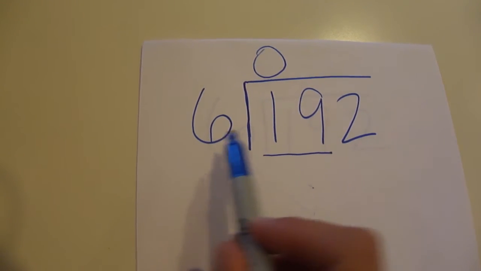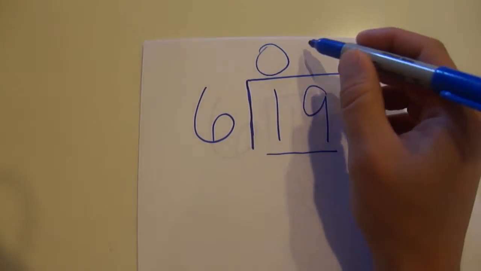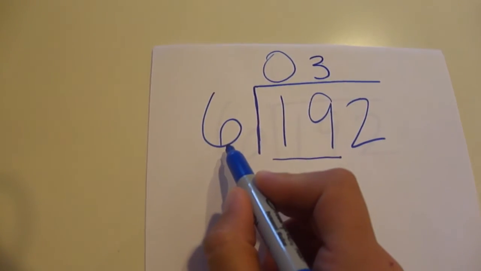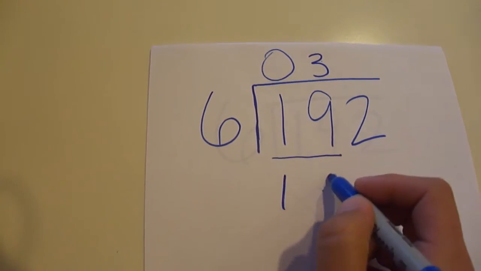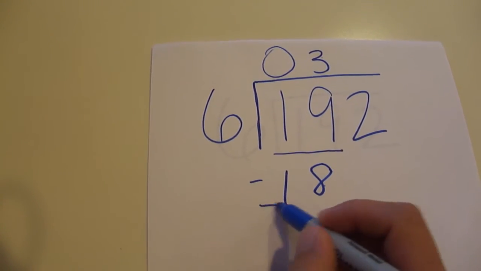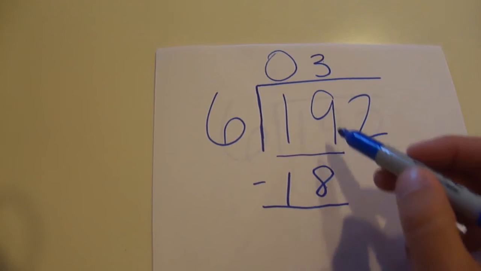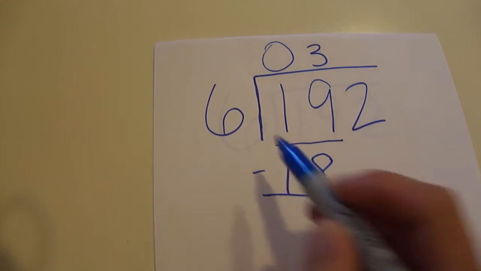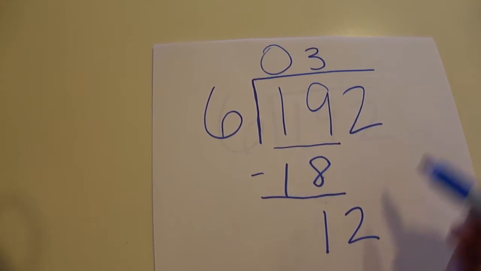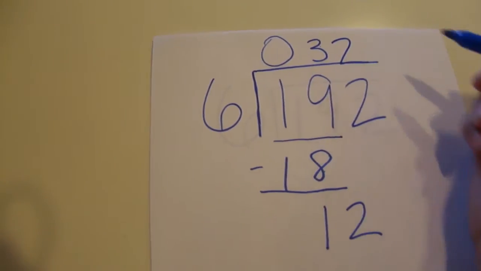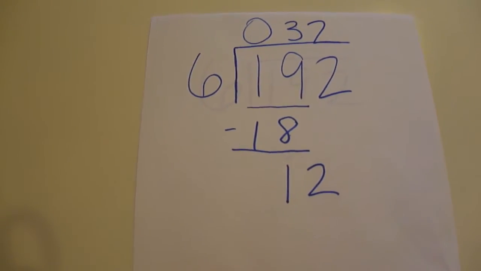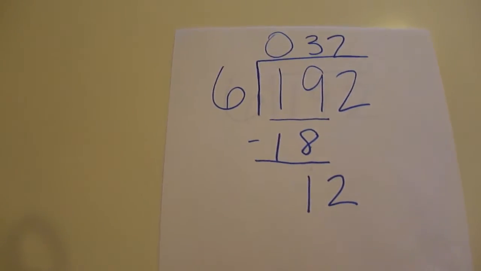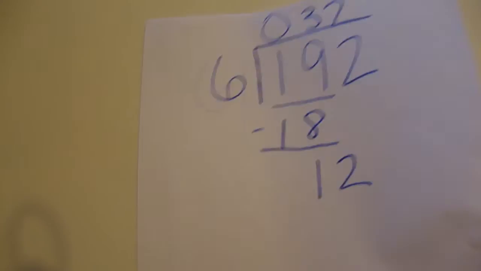So how many times does 6 go into 19? It goes in 3 times. 3 times 6 is 18. Again, we're not talking about 180, we're talking about 18. 19 minus 18 is 1. You bring down your 2 and you say, how many times does 6 go into 12? And it goes in twice. So again, in this traditional algorithm, you're breaking apart place values and you're not ever talking about real place value.